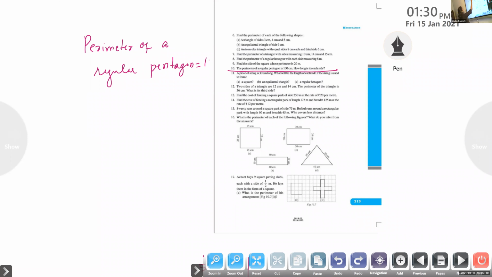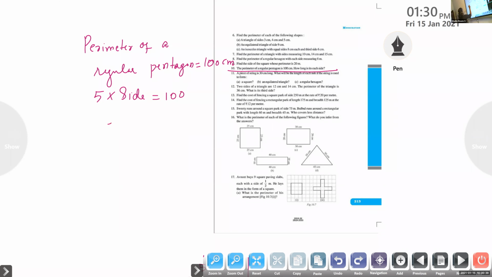100 centimeter. And what is our formula? It is a regular pentagon. So is it 4 into or 5 into? Regular pentagon, how many sides? 5. So 5 into side is given as 100. Now Ananya understood? Yes, ma'am. And all those children who didn't understand that former question, just think 5 into something is 100.